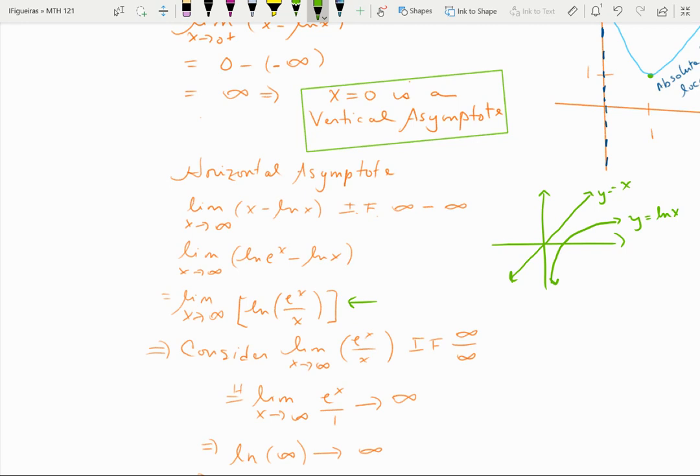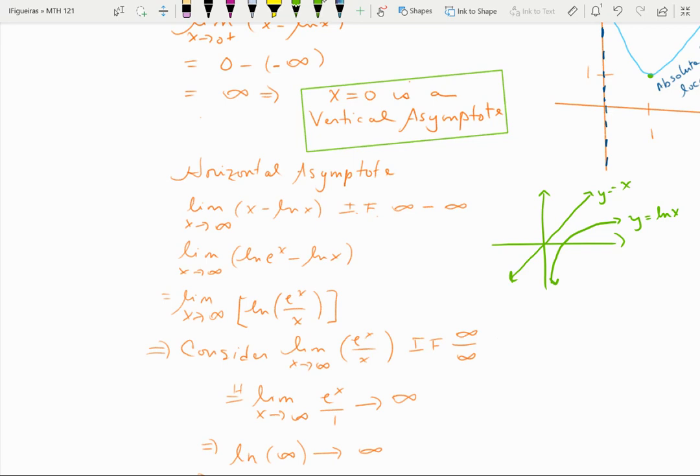Well, ln of e to the x over x is not a quotient. It's ln of a quotient. So for the time being, we're going to ignore ln, and we're only going to evaluate the limit of the quotient, the limit as x approaches infinity of e to the x over x. This is also indeterminate form of infinity over infinity, which means we can apply L'Hopital's rule.